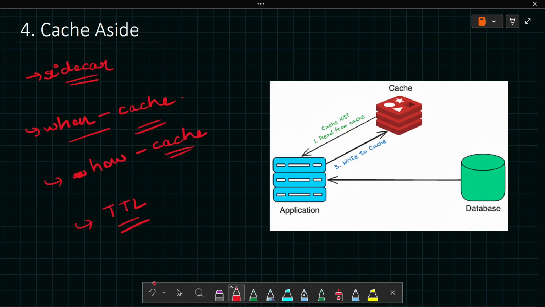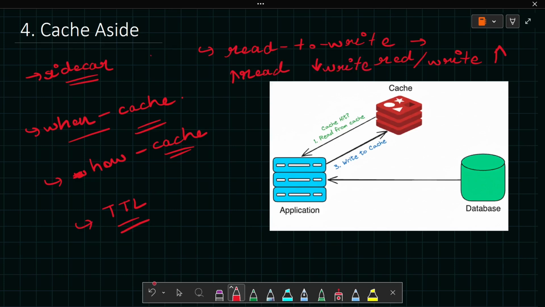So why do we use cache aside? Cache aside is perfect for systems where the read to write ratio is high. Then we use it when there are more reads and fewer writes. Because of this, we use cache aside.